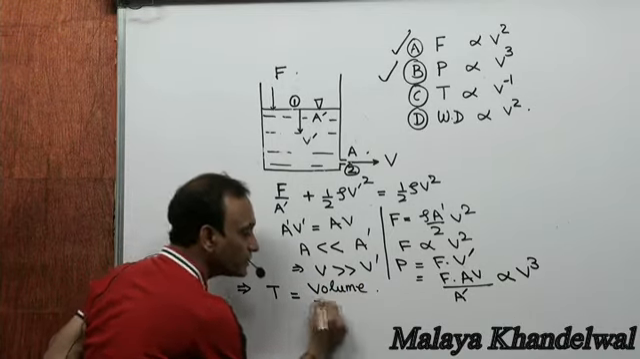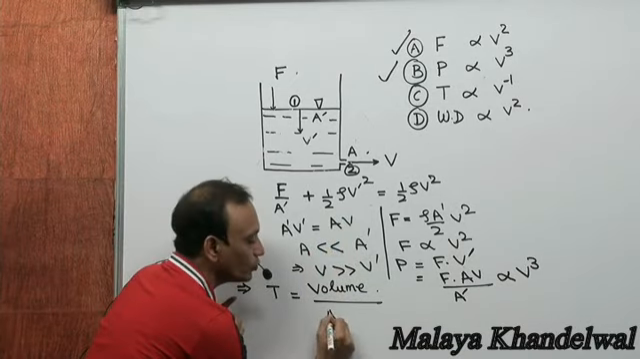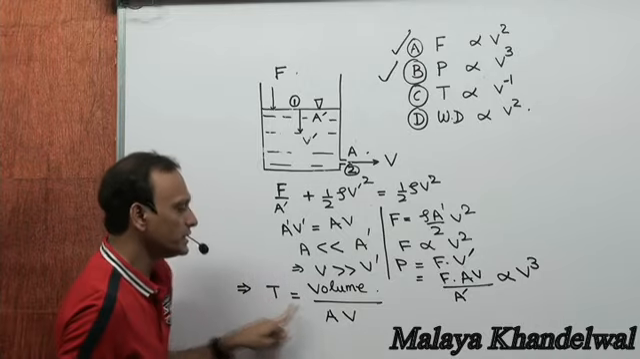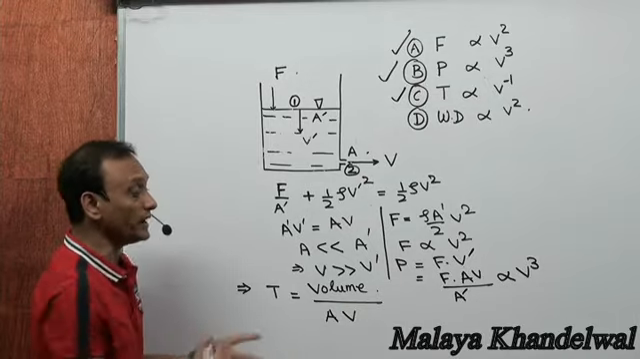Total volume of the tank divided by the volume flow rate. The volume flow rate is A into V. So very clearly, T is proportional to V to the power minus 1, which is also true, right?